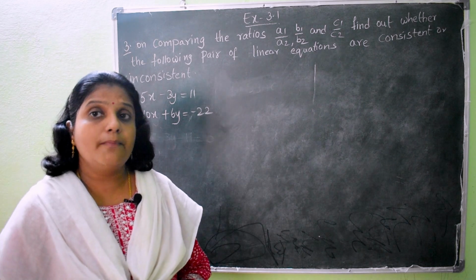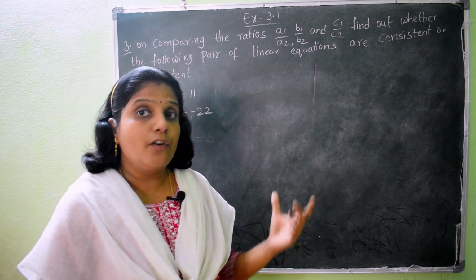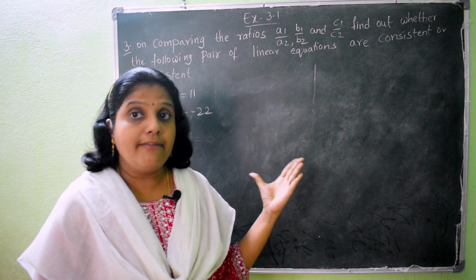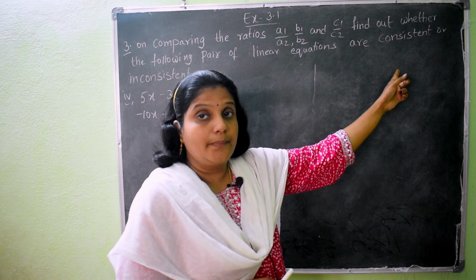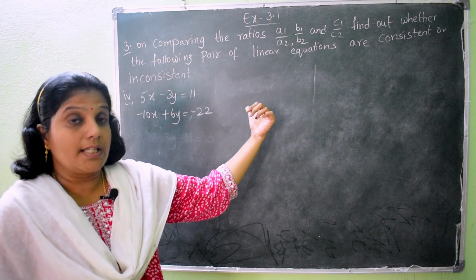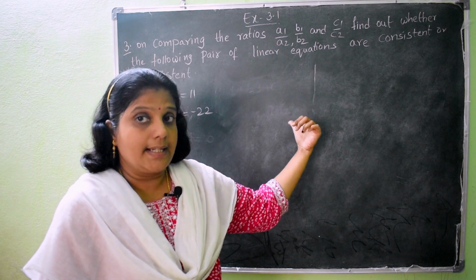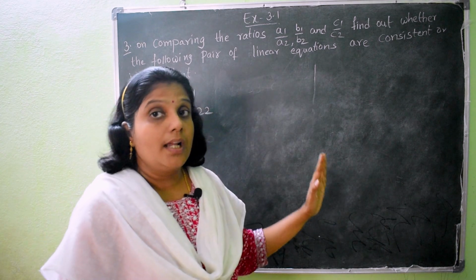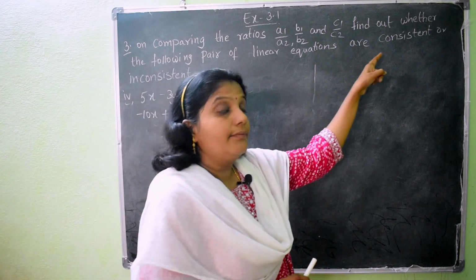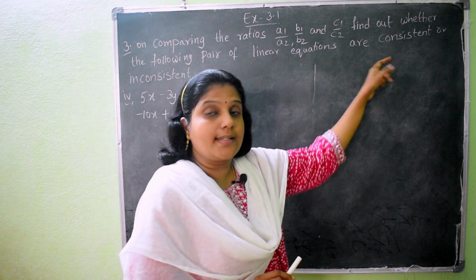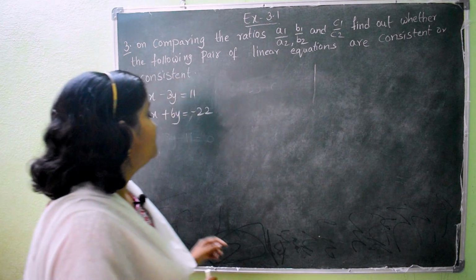First of all, what do you mean by consistent? Consistent means if a pair of linear equations has a solution, then we can say that the linear equations are consistent. If the pair of linear equations does not have any solution, then they are inconsistent. But in our question, based on the ratios condition, we are going to say whether the pair of linear equations is consistent or inconsistent. Understood? So, let's go into the question.